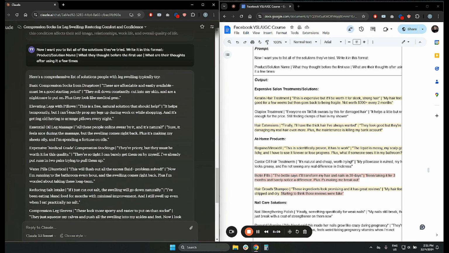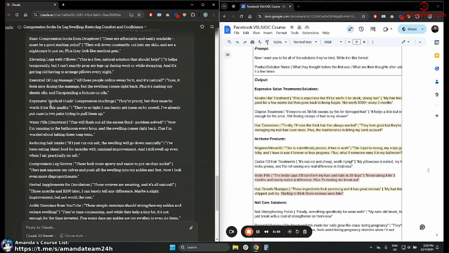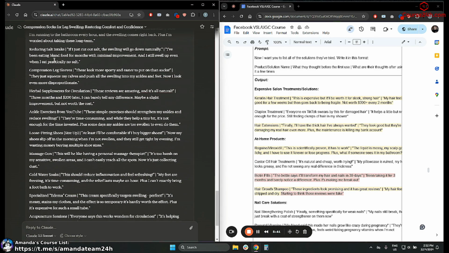Then elevating legs with pillows. They might think this is a free natural solution that should help. But after trying it, they say it helps temporarily, but I can't exactly prop my legs up during work or while shopping. It's getting old having to arrange pillows every night. And then you have other ones like water pills. They might think this will flush out all the excess fluid, problem solved. But after taking them for a while, they say, now I'm running to the bathroom every hour and the swelling comes right back, and I'm worried about taking these long term. And then you have a few other ones.